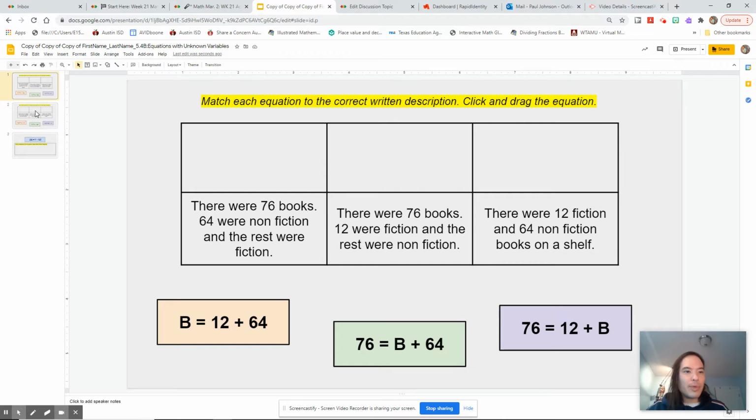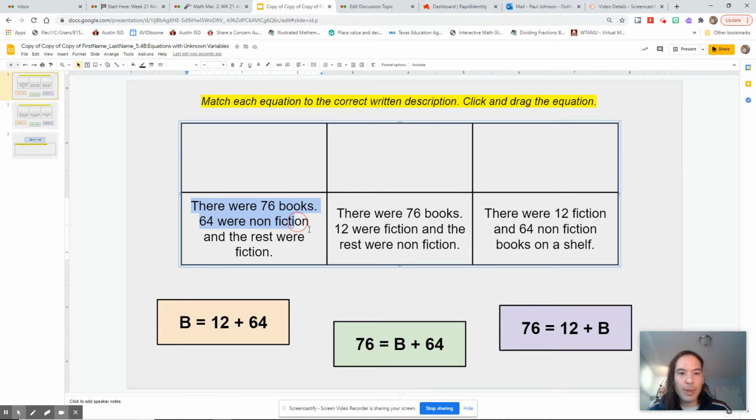All right. So what we're doing today is we're basically going to match the equation to the word problem. What we have to do first is read the word problem, and then decide which one of these equations matches best. The way that we're going to figure that out is: what's our missing piece? Is our missing piece like 12 plus 64 and we are missing our total? Is it some number plus 64 equals 76? Or is it 12 plus some number equals 76?